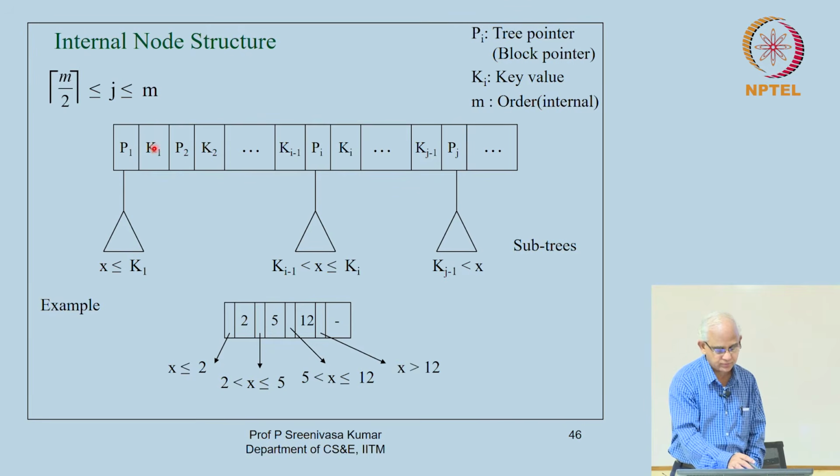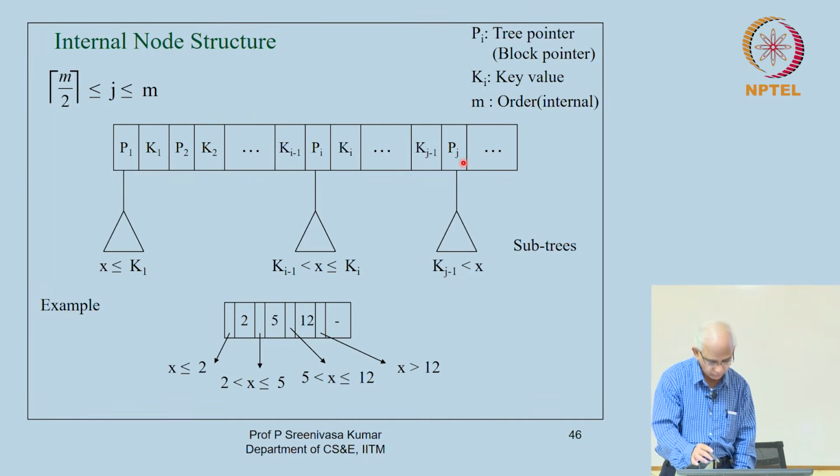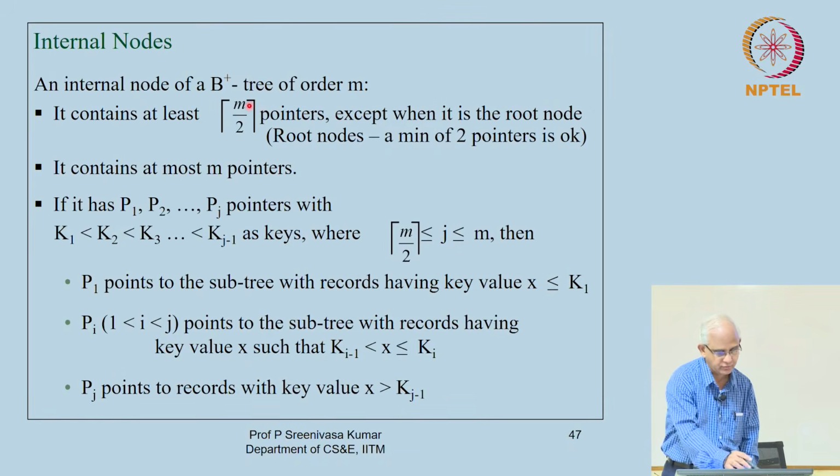Now, these keys are not giving you any pointer to the data record in which this particular value is present. They are not giving anything like that. They are only telling you that if the search field value is less than or equal to K1, go this side. If it is greater than K2, go this side, etc. That is all they are saying. So, they are guiding the search. The keys will guide the search.